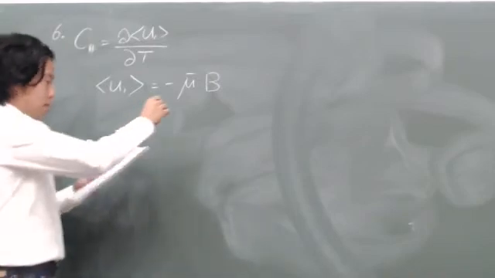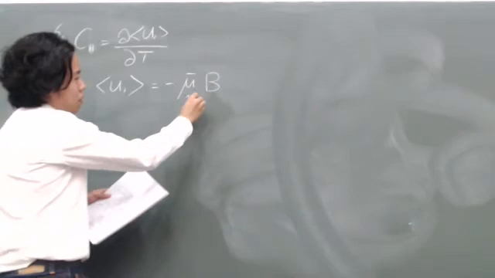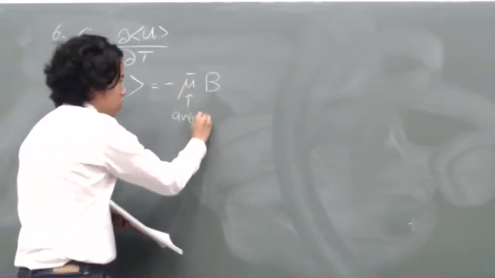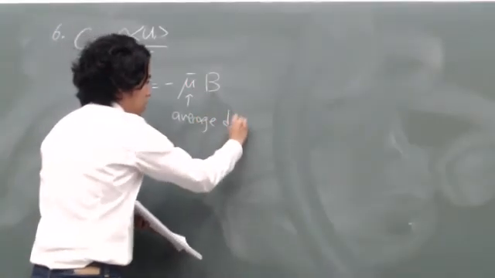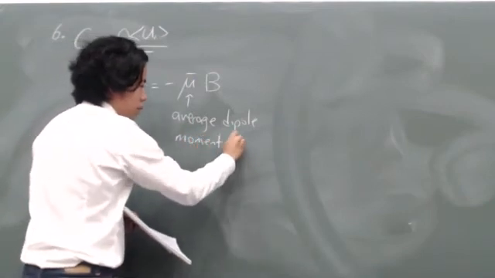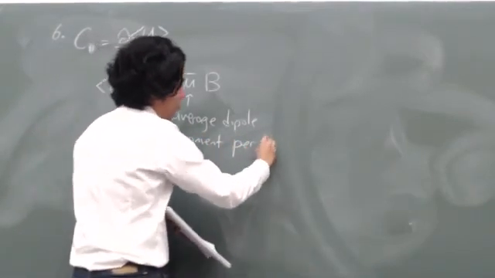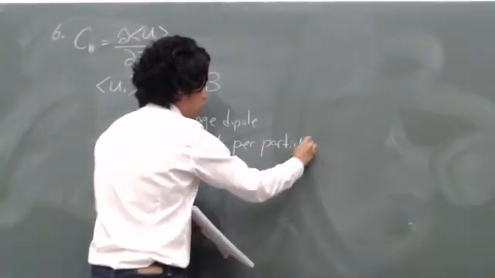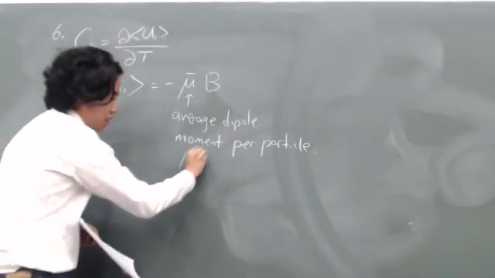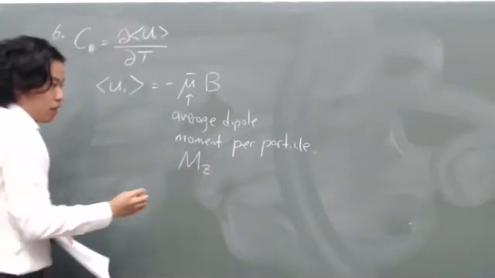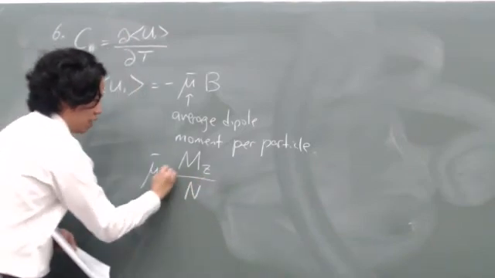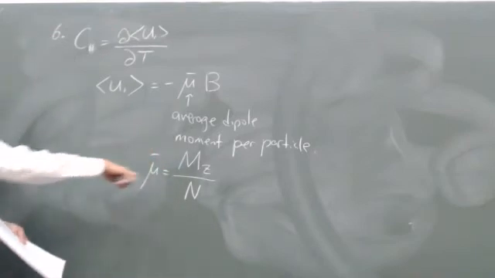In this case, I don't know why we switch notations here, but this is essentially the average dipole moment per particle, per dipole. Doesn't matter which you choose. So if you look back at what we got before, we had the total magnetic dipole moment. And if I just want to do per particle, I just have to divide by n. So mu bar is essentially identical to this expression.